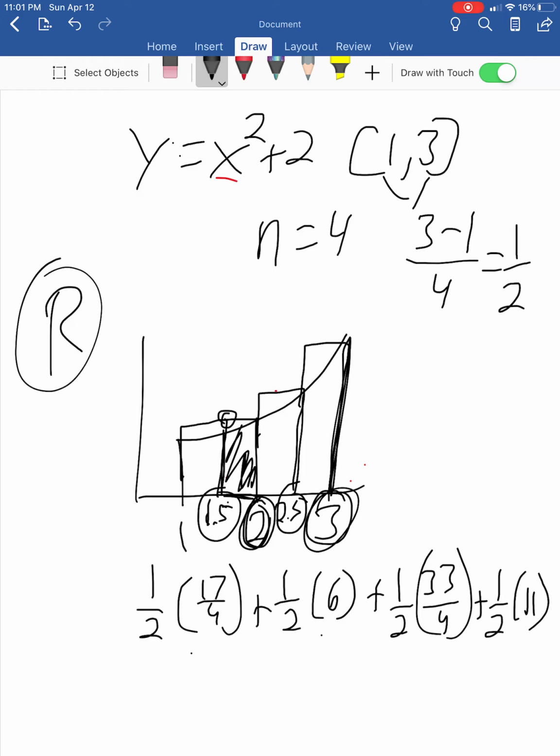And then just add each one up, multiply 1/2 times 17 over 4 and so forth, and add it up, and that would be an approximation of the area using the right endpoint rule. And like I said, if you want to do the trapezoid, take the answer we got from the left endpoints plus the answer we got just now from the right endpoints, divide it by 2. That would be the area of the trapezoid.